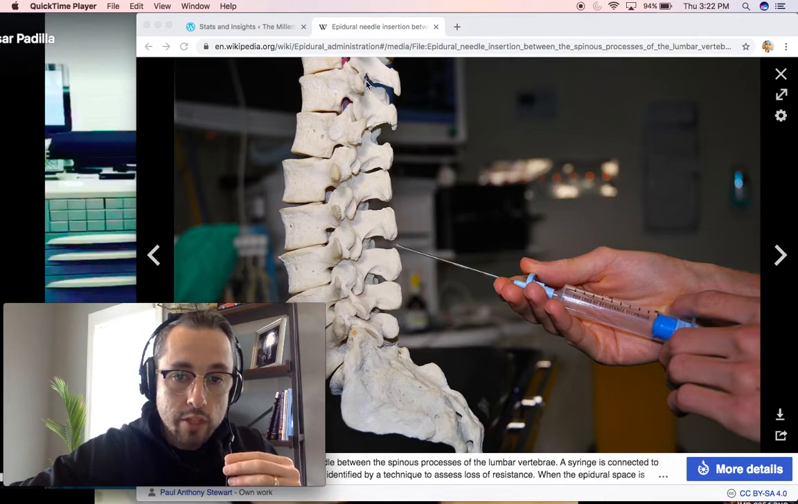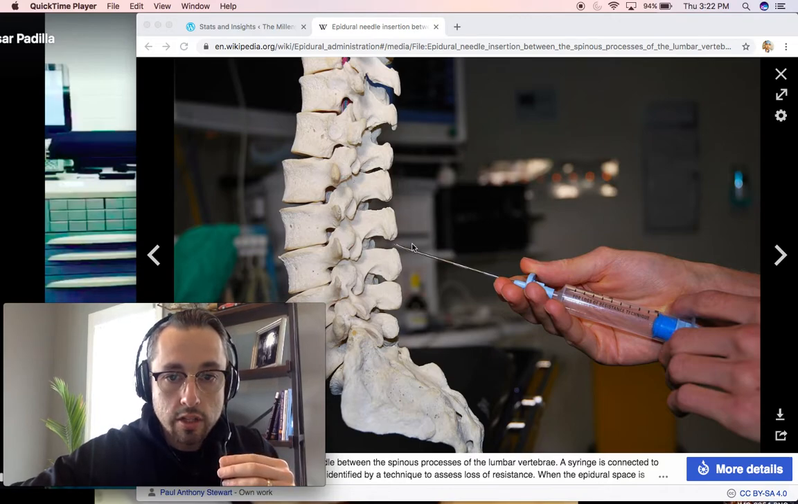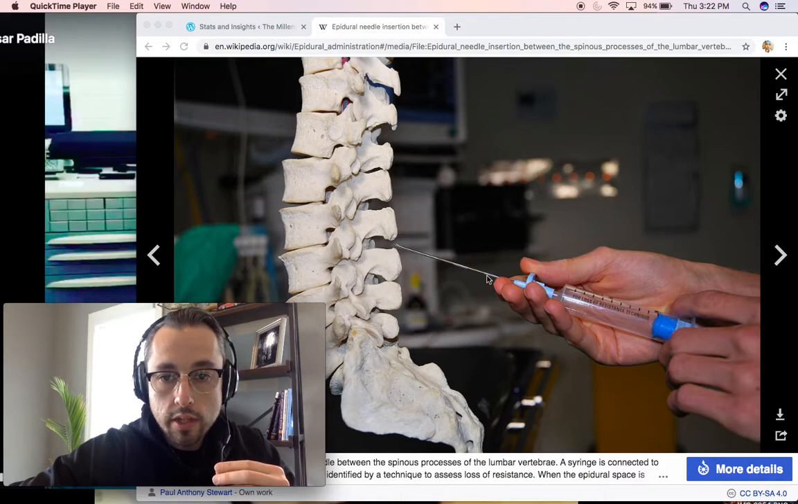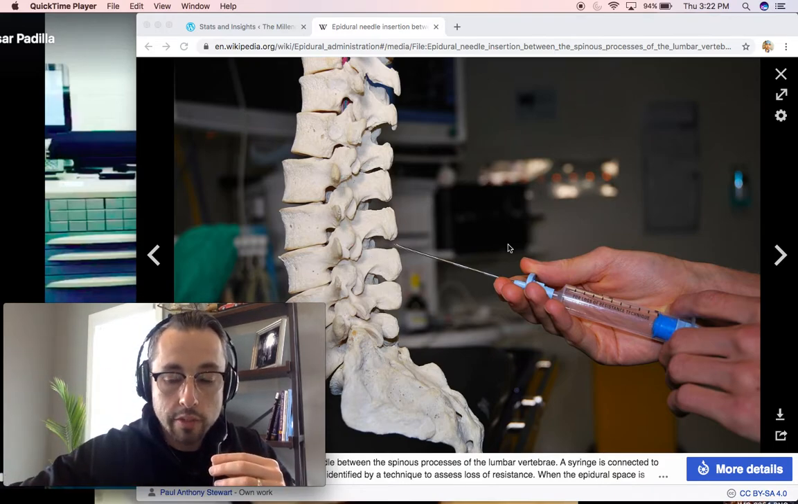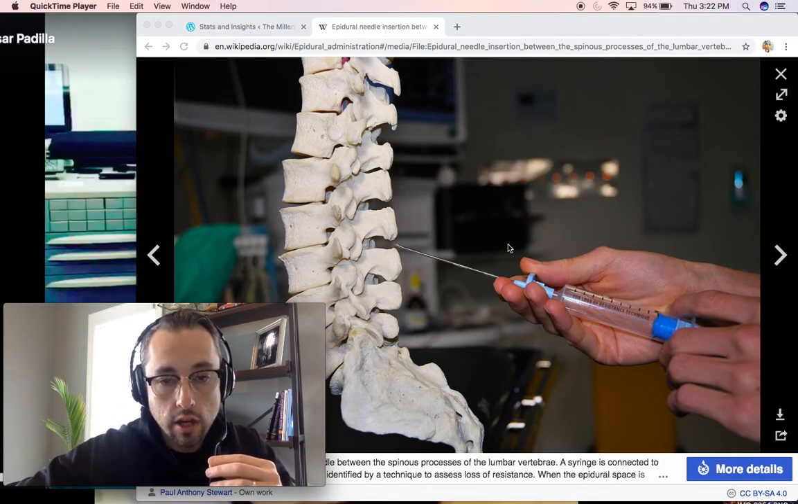So this is the spine, and imagine this is the back of the patient, and the abdomen is over here. And these bony processes are called the spinous process. And you really want to go in the middle. So we're using the needle to go in the middle, and then we're going to create a space that's called the epidural space, and we're going to put our catheter in there, that thin little wire that you saw. Okay.